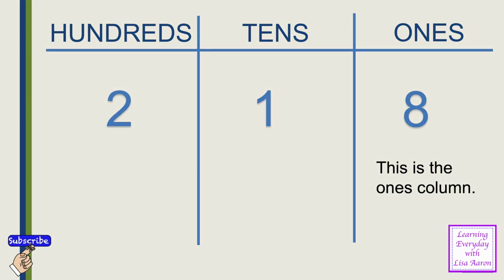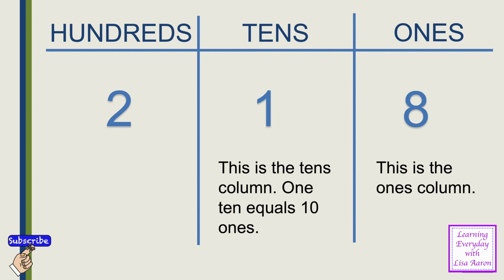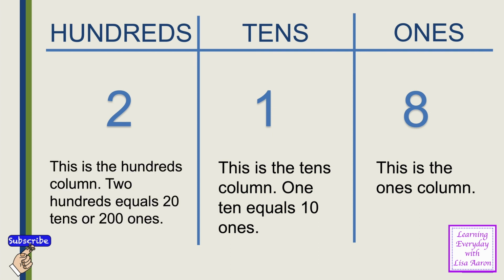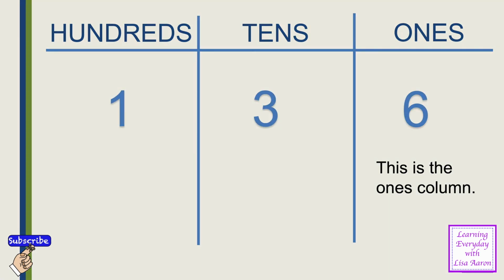This is the ones column. It has an 8. This is the tens column. 1 ten equals 10 ones. This is the hundreds column. 2 hundreds equal 20 tens or 200 ones. This number is 218.